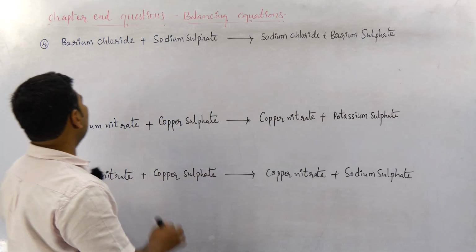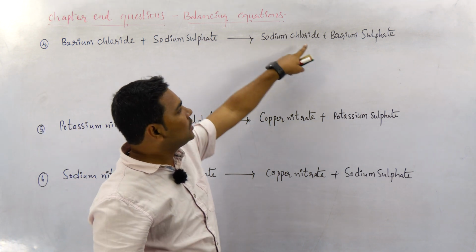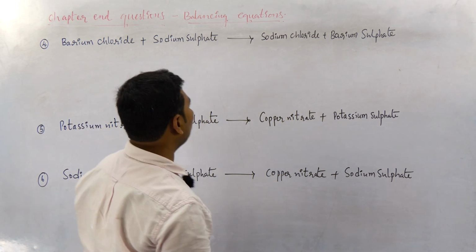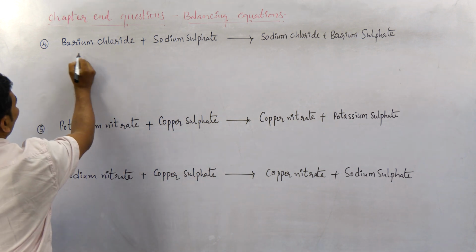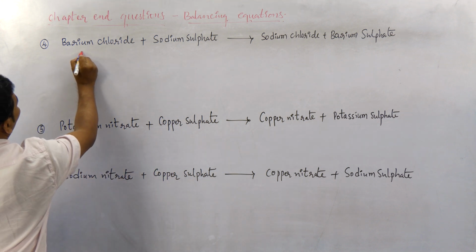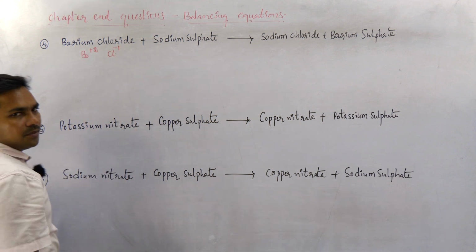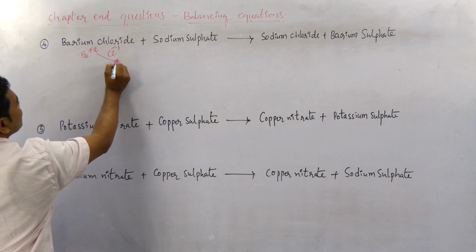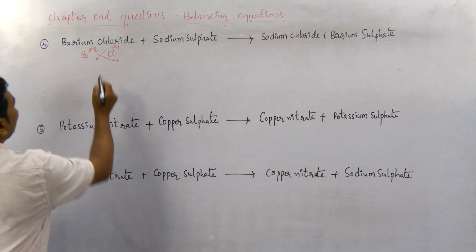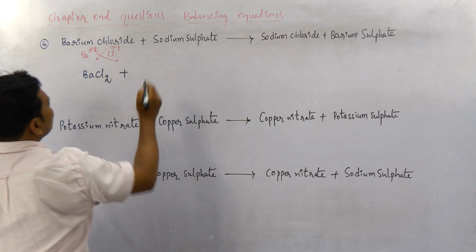And now the fourth question: barium chloride reacts with sodium sulfate to give sodium chloride and barium sulfate. This word equation we convert into a balanced chemical equation. For that we write barium chloride. How do we write barium chloride? Using the crisscross method, I'll write barium ion Ba2+, chloride ion Cl−, right? So I cancel out plus and minus, crisscross the valencies, and I get the formula of barium chloride, BaCl2.